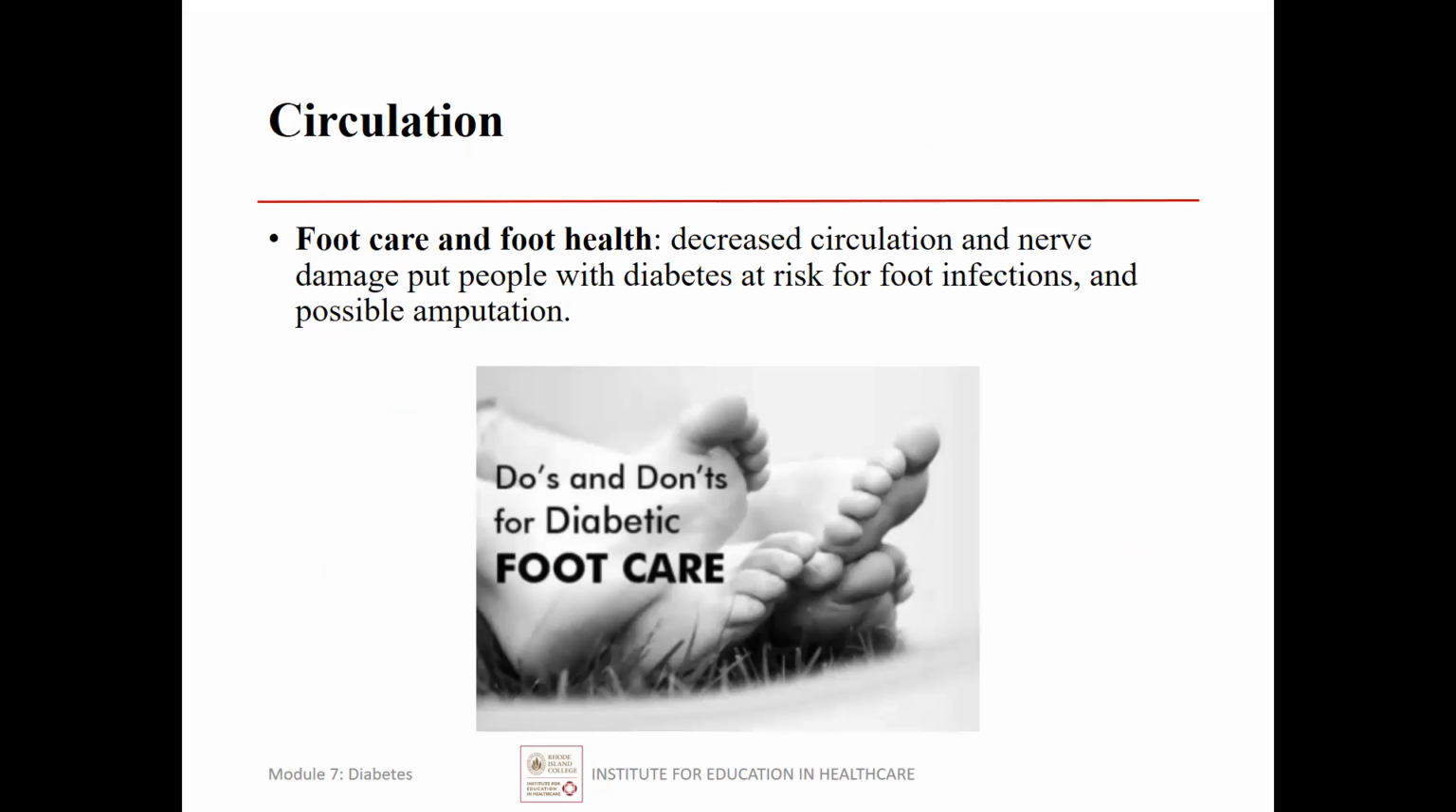Now we're going to go into a little bit more detail on each of those risks of diabetes and talk a bit about what diabetics can do to try to decrease those risks. One of the problems of diabetes is that it can really decrease people's circulation, particularly to their feet, and it can cause nerve damage to the feet in particular. Both of those things together put diabetics at risk for foot infections and even needing to have toes or their feet or even part of their leg amputated.